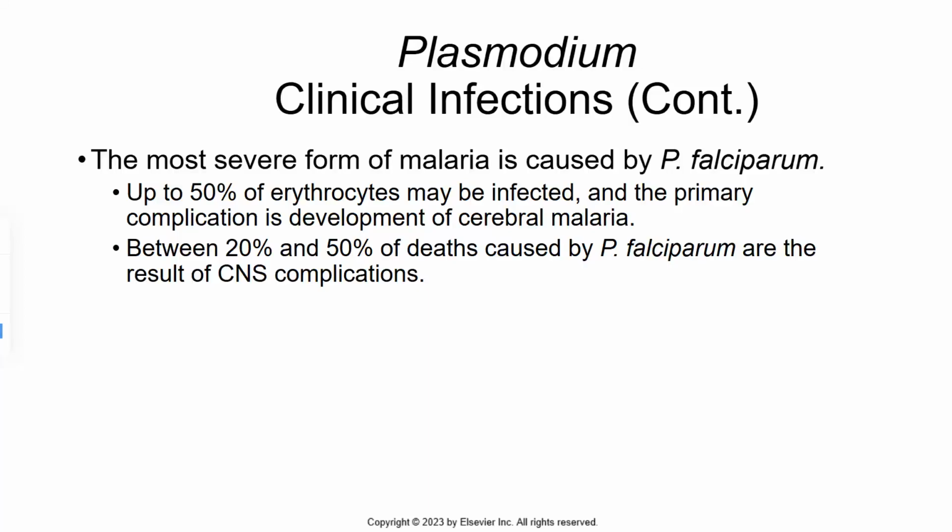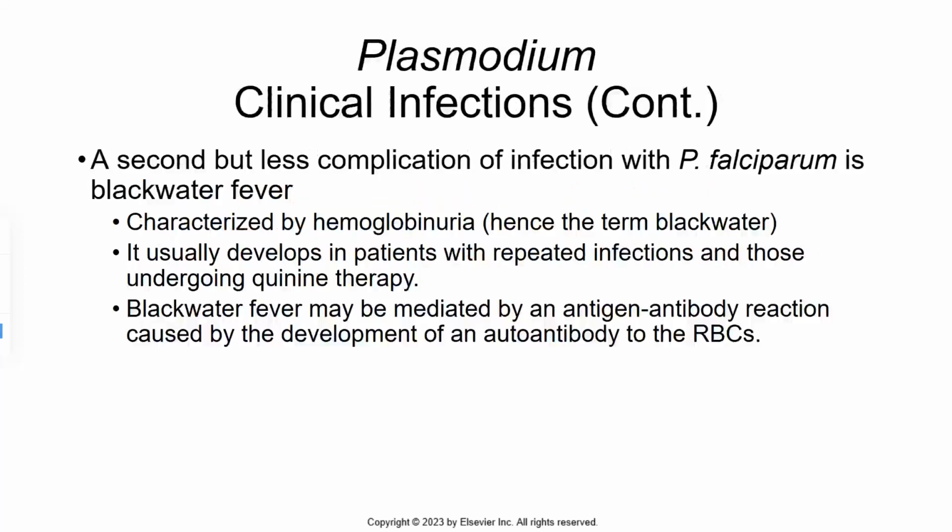Between 20 and 50% of deaths caused by Plasmodium falciparum are the result of CNS complications. A second, less common complication of the infection with P. falciparum is blackwater fever, characterized by hemoglobinuria, hence the term black water. So that's hemoglobin in the urine. It usually develops in patients with repeated infections and those undergoing quinine therapy.